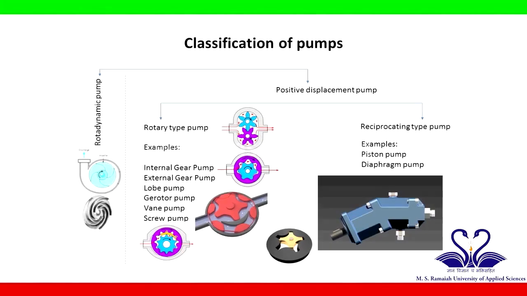Pumps may be classified as rotodynamic pumps and positive displacement pumps. Centrifugal pump is an example of rotodynamic pumps. Positive displacement pumps can be further classified as rotary pumps and reciprocating pumps. In the current experiment, only the positive displacement pumps are discussed.